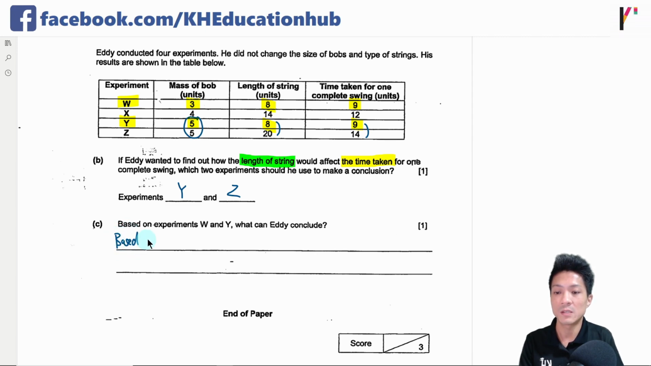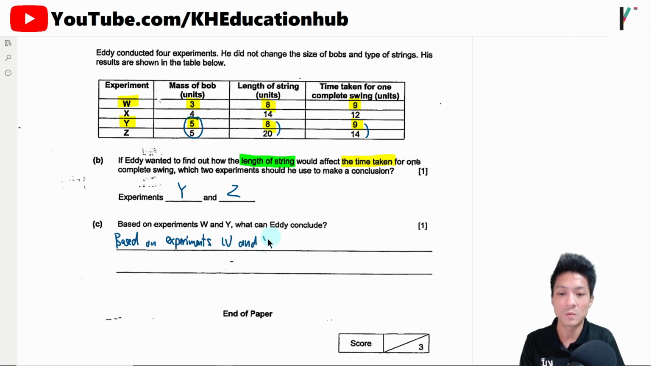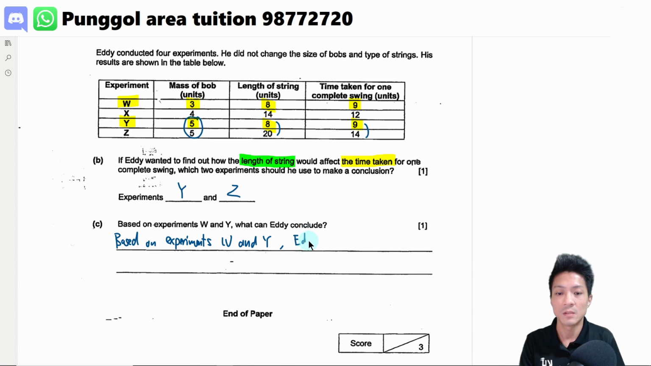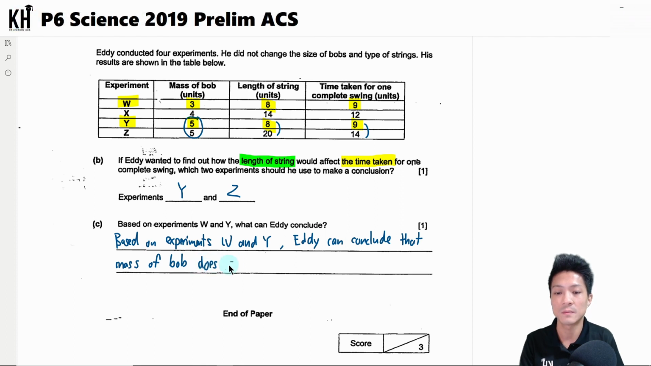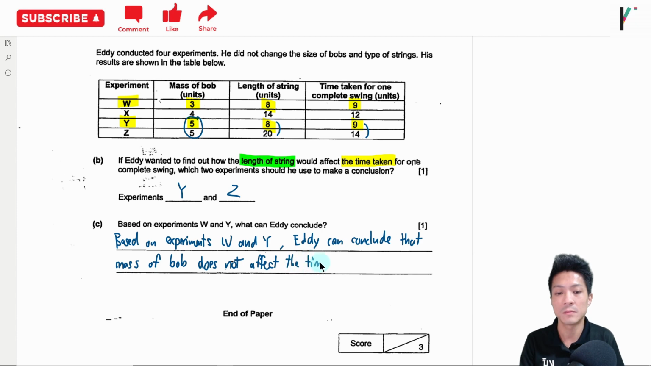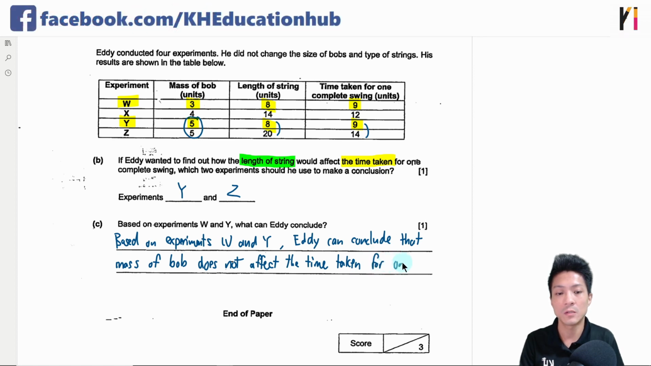So based on experiments W and Y, Eddie can conclude that the mass of the bob does not affect the time taken for one complete swing.